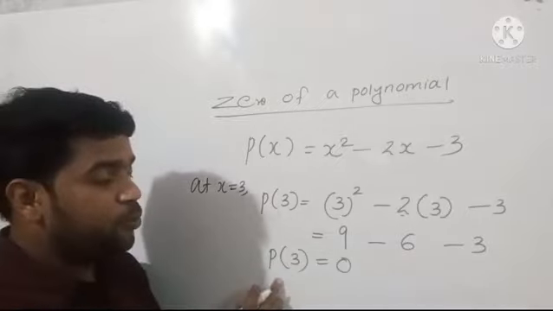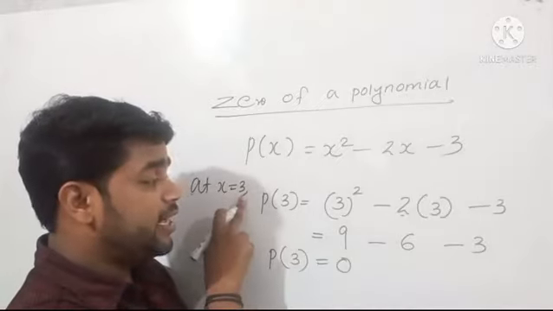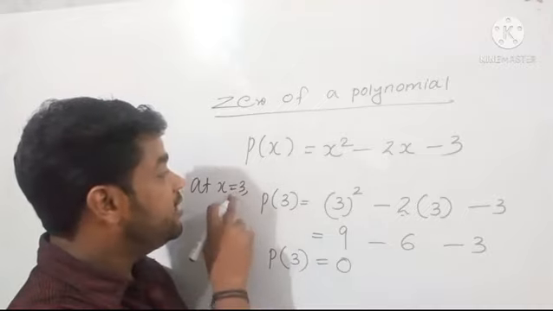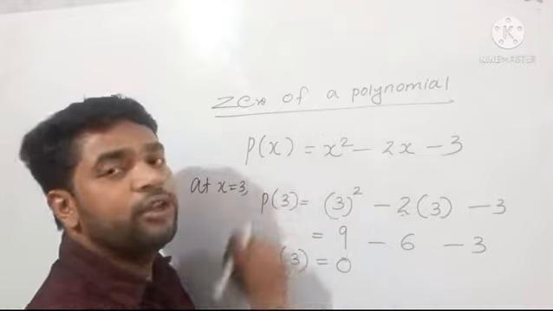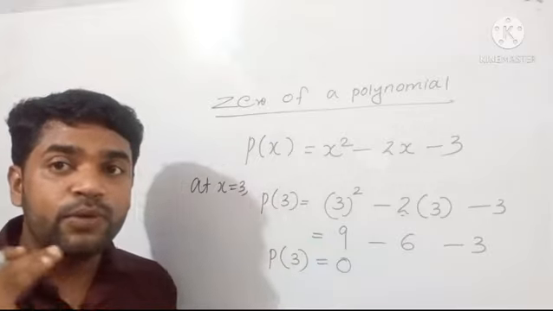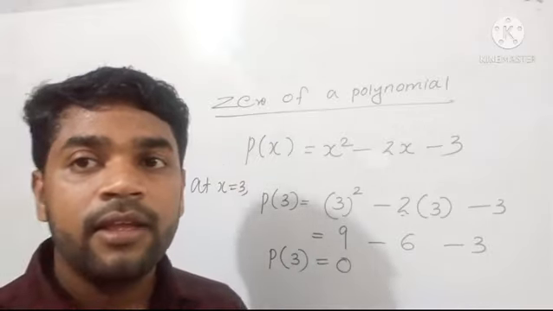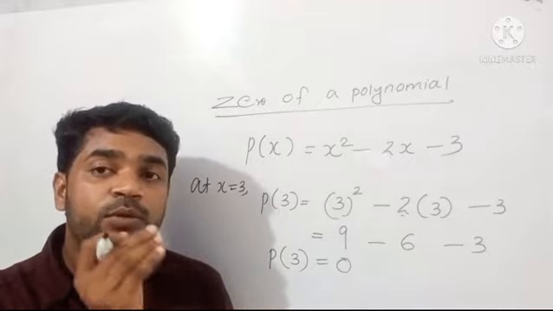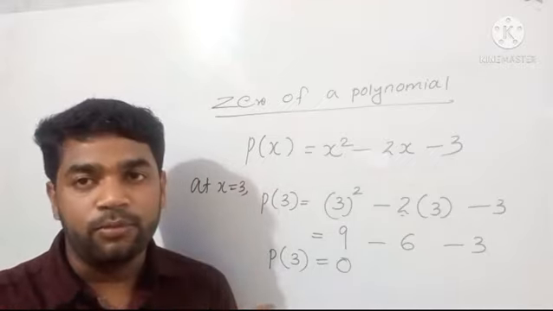So when we substitute 3 in place of x, the value of the whole polynomial becomes 0. So we call 3 the zero of this polynomial. The value that we substitute in the polynomial instead of the variable, if it gives 0, is called a zero of that polynomial.